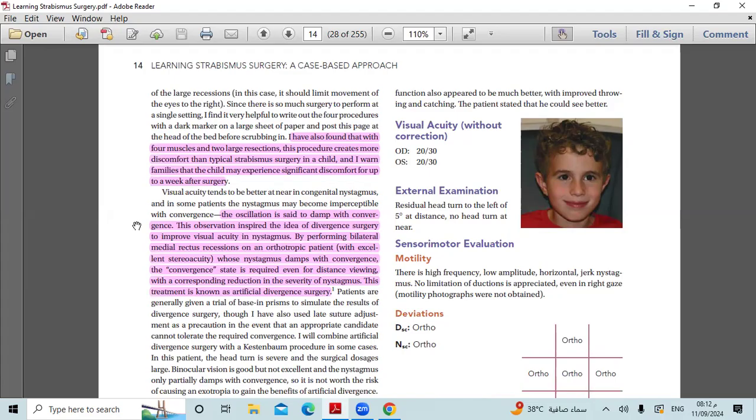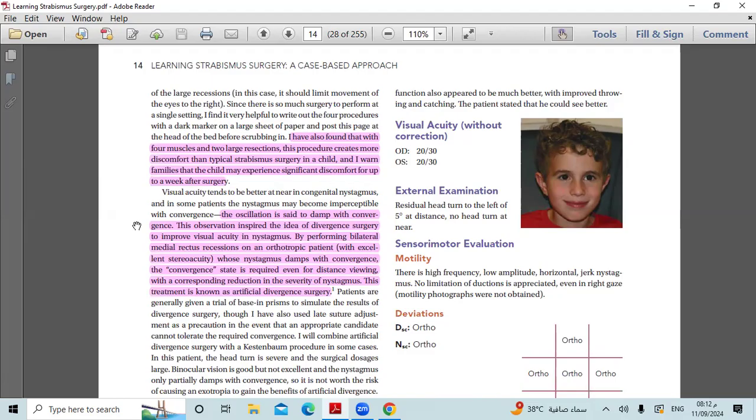I have also found that with 4 muscles and 2 large resections, this procedure creates more discomfort than typical strabismus surgery in a child. And I warn families that the child may experience significant discomfort for up to a week after surgery. Okay.